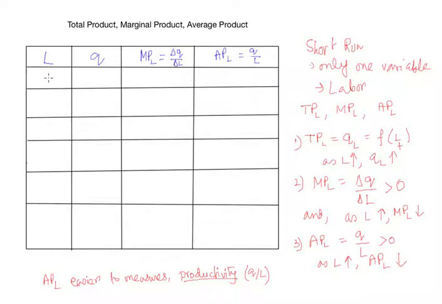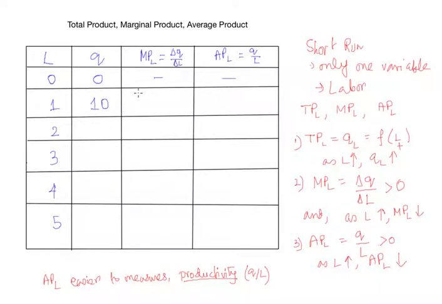So let's start with 0, 1, 2, 3, 4, let's say 5. These are the quantities of labor. Now, since output is a function of labor, if there is 0 labor, then we get 0 output, and we cannot measure the marginal or average product there. Now suppose the farm adds 1 unit of labor. So this 1 unit of labor produces 10 units of output.